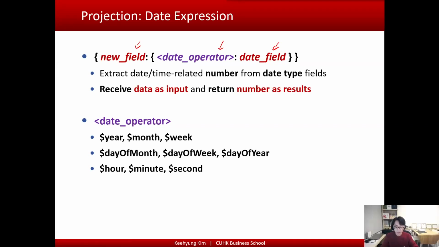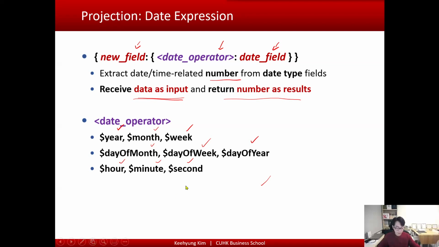So what date operators do is that they can extract date and time related numbers from the date type fields. Basically, a date operator will receive a date as input and it will return a number as a result. So the date operators you can utilize are these kinds of things. You can extract the year from the date, and month and week from the date. Also day of month, day of week, day of year, hour, minute, second. All these operators you are able to utilize to extract a certain number from the date type field.